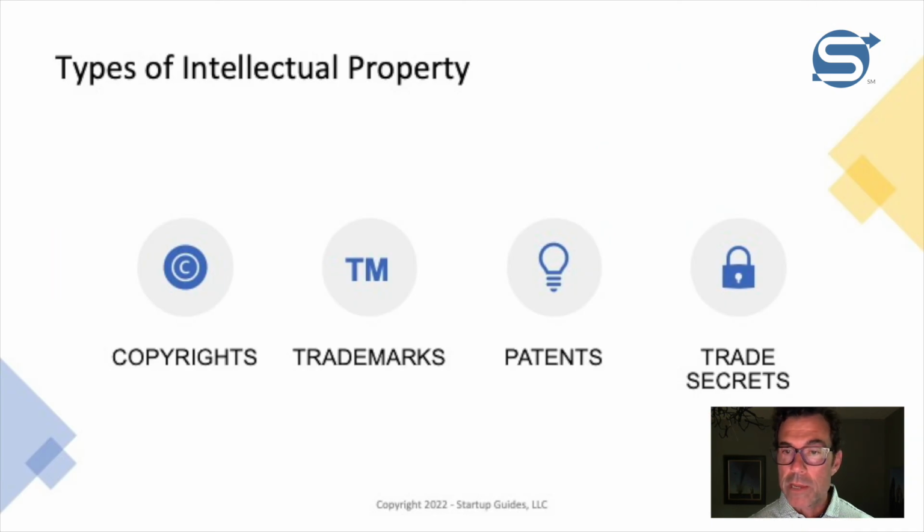So I know that's a quick overview, but hopefully you found that useful in terms of getting your 101 on basic IP and being able to understand and identify the difference between the four main categories of intellectual property.